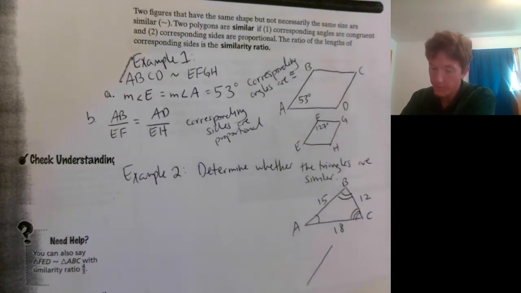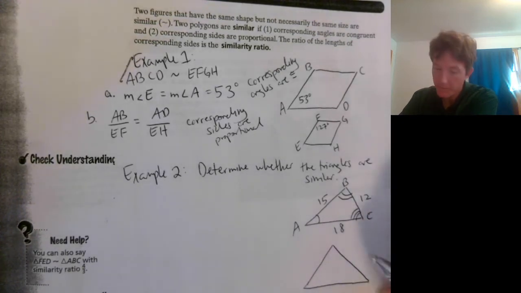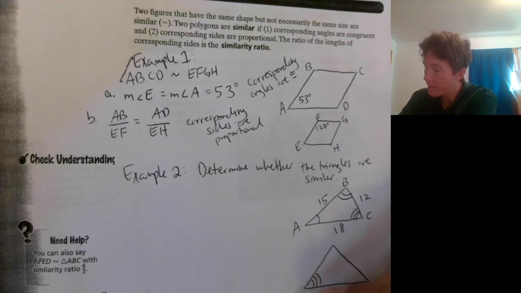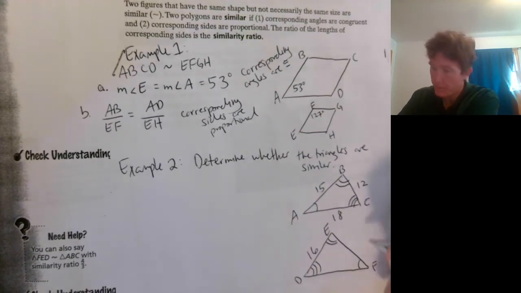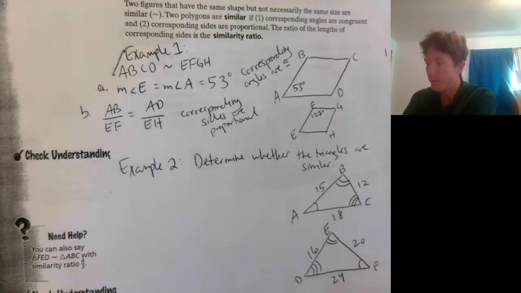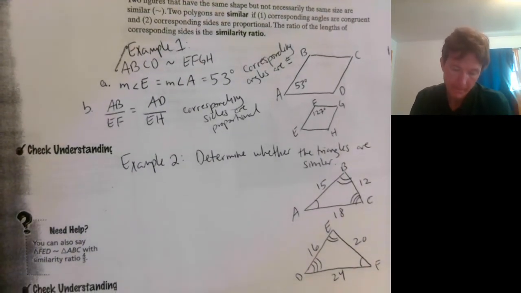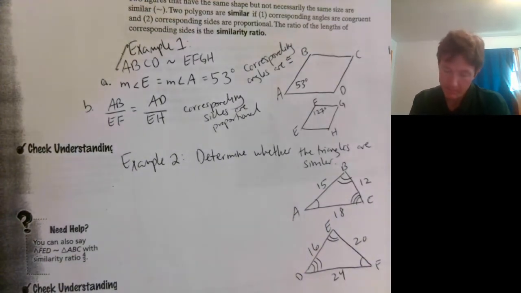And then we have a slightly bigger triangle, D, E, F. With sides 16, 20, and 24. Okay. So we want to determine if these are similar. So what do we need to do?